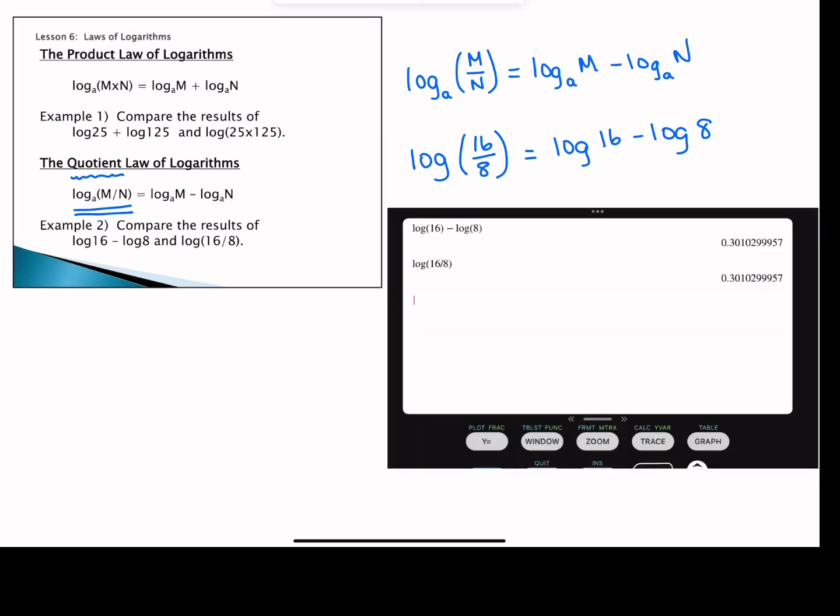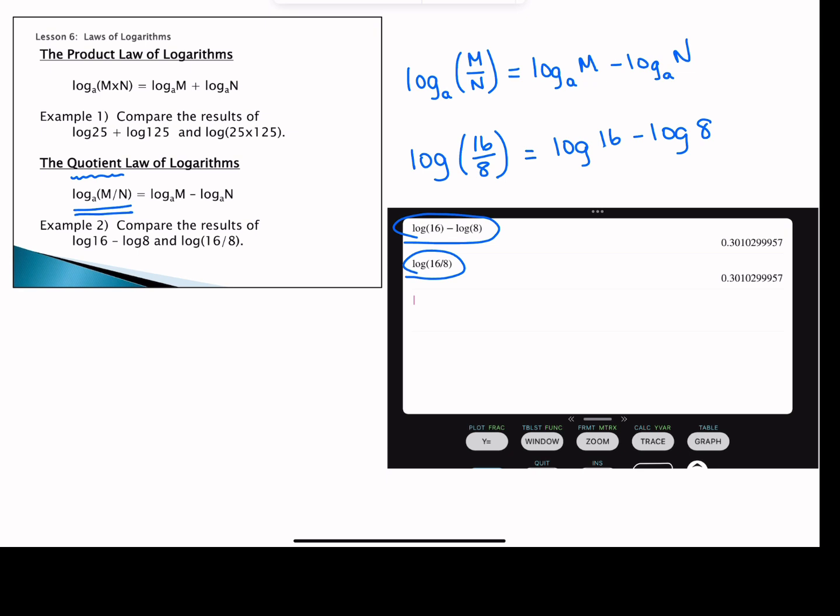Once again, what we're proving is if you have log 16 minus log 8, we're subtracting essentially two logs with the same base. We can combine those simple logs into one statement and say that's the same as log base 10 still of 16 over 8. Now I promise if we divide that out and we say 16 divided by 8 is actually 2, log of 2 would give us the same decimal number.